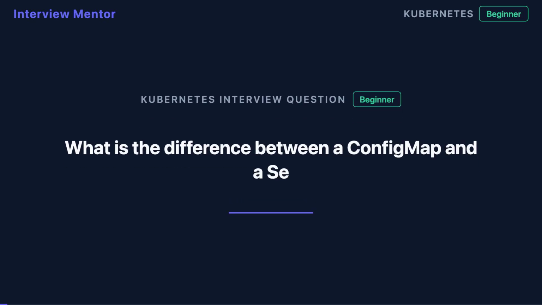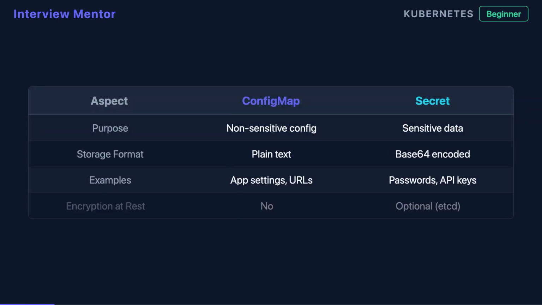ConfigMaps and Secrets in Kubernetes look almost identical at first glance, but mix them up, and you might expose your database password to everyone in the cluster. Let's break down what makes them different. The core difference is sensitivity.